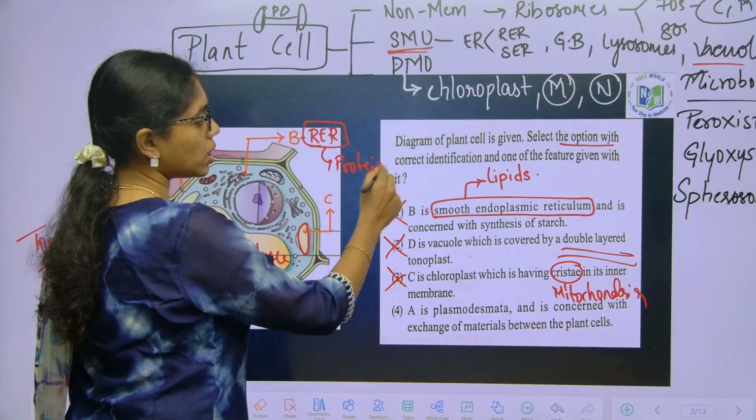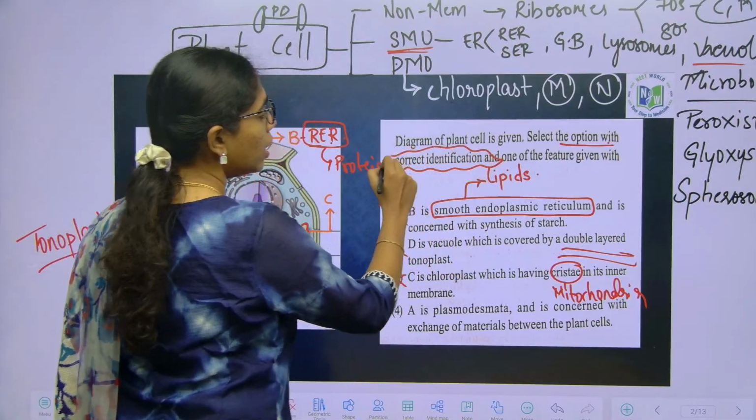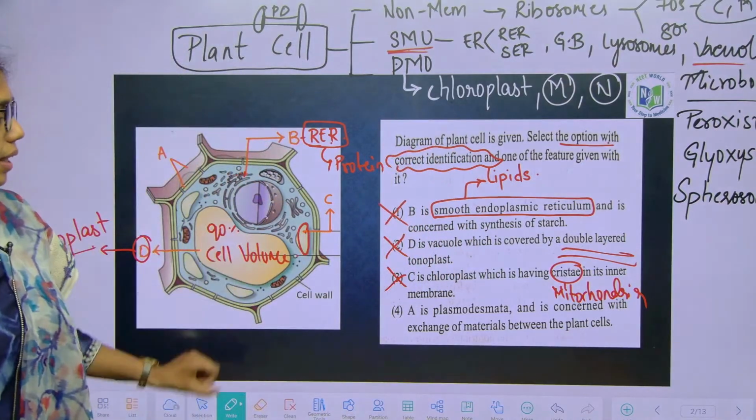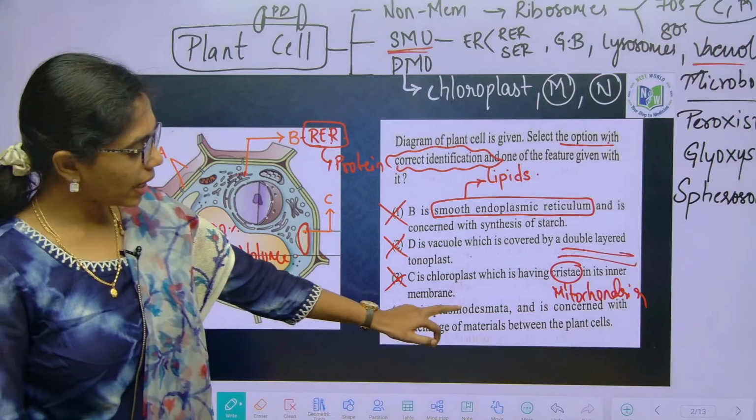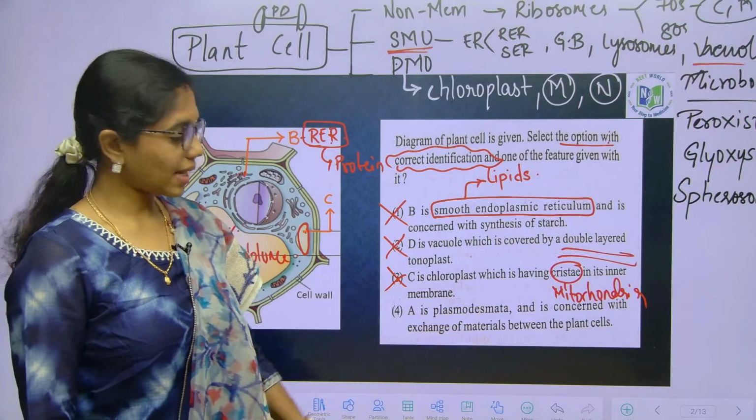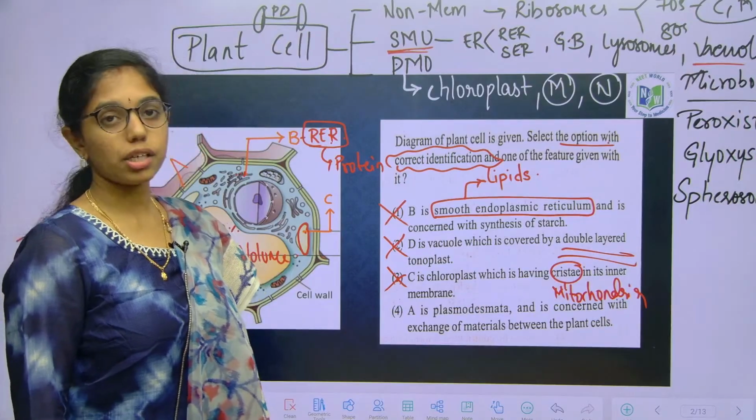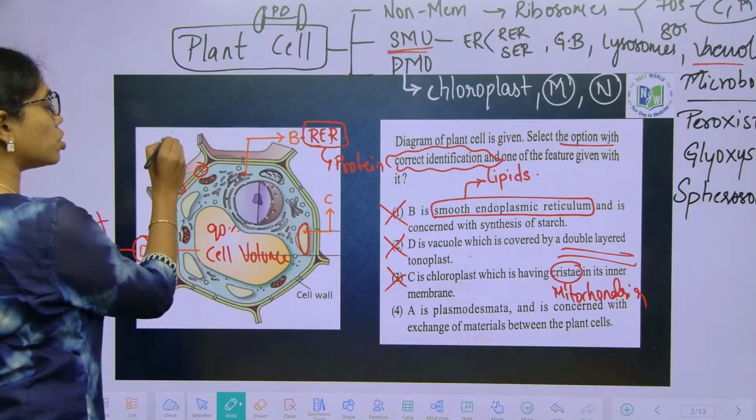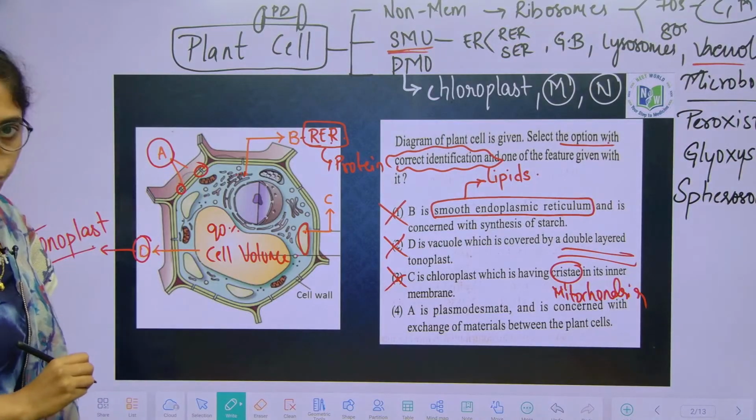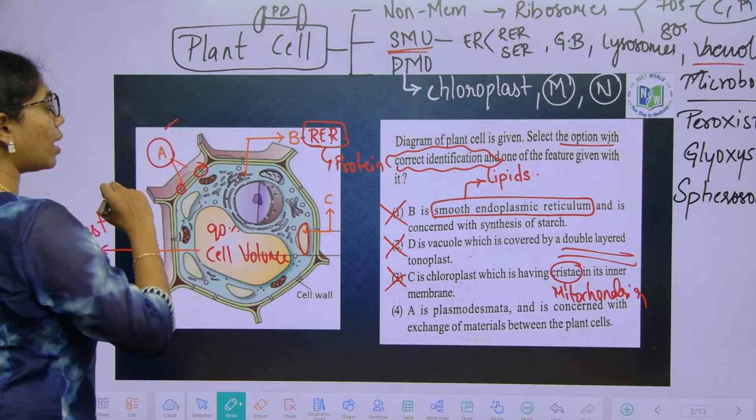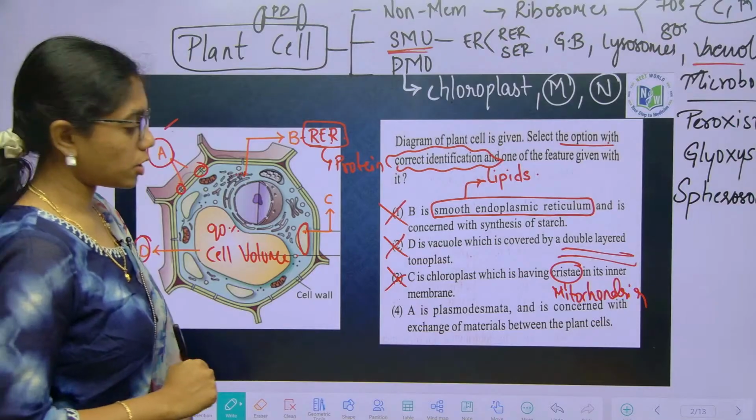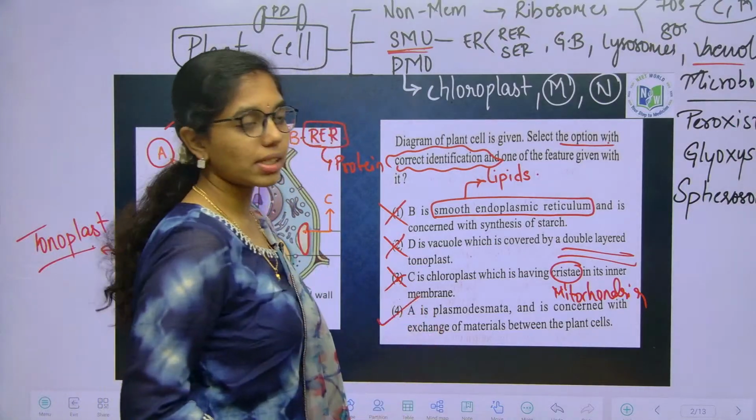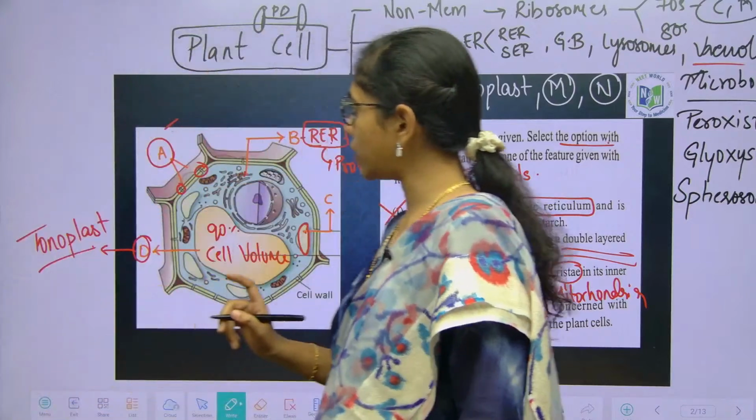Here in the question itself, he asked us to identify the correct statement regarding the diagram. And here if you see, A is plasmodesmata. This is concerned with the exchange of materials between the plant cells. Yes, A is plasmodesmatal connections, which is made up of the protein desmotubulin, and yes, this is involved in the connection of two plant cells. So, what is the right answer? Option 4 is the right answer. Clear with this question, ma?